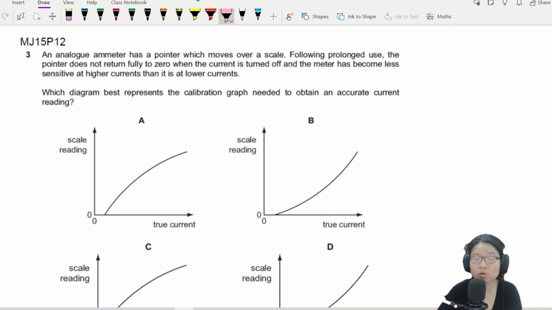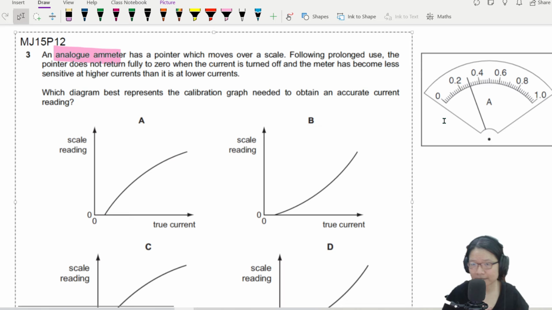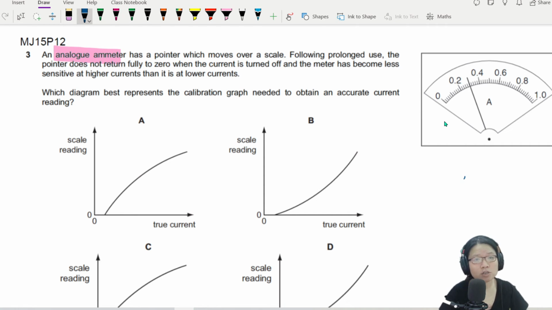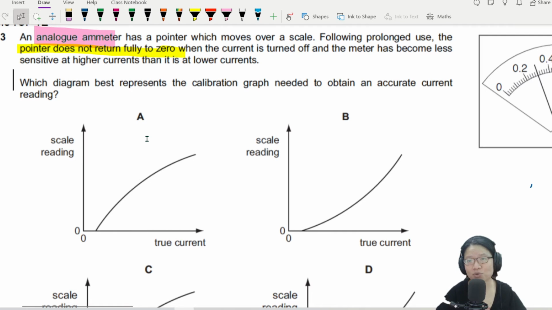We have an analog ammeter. Analog ammeter is the one with the needle, the ammeter with that needle pointer. Okay, this is an analog ammeter. But this one is a uniform scale. Okay, so following prolonged use, after much use and abuse, the pointer does not return fully to 0, meaning the pointer cannot go back to 0 already. This needle cannot go back to 0 when the current is turned off, and the meter has become less sensitive.